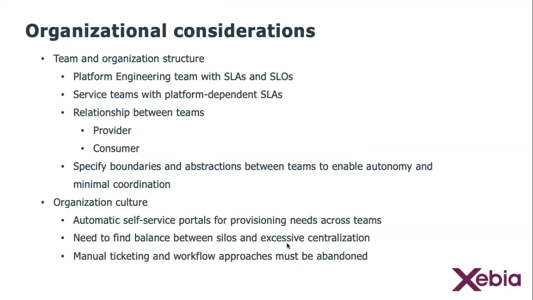Do you have more silos? This happens with microservices as soon as they came in. Do you have too many silos or do you have extensive centralization? You need to find a good balance with automation. The one thing you have to do is abandon all this manual ticketing workflow, too many emails, phone calls. That approach just won't scale. As you scale out, that approach won't scale with you. You have to bring in more and more automation.